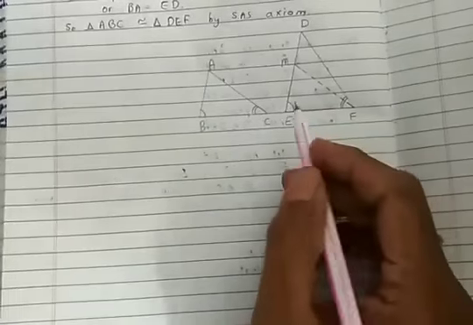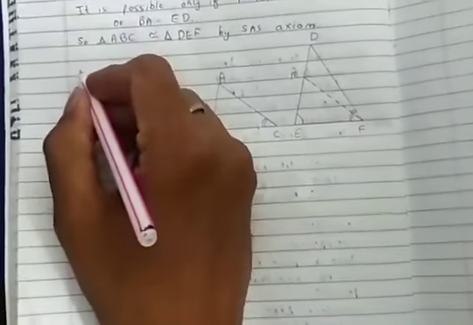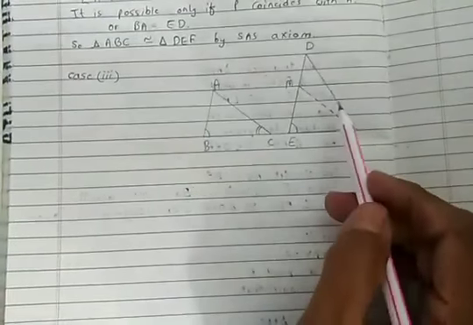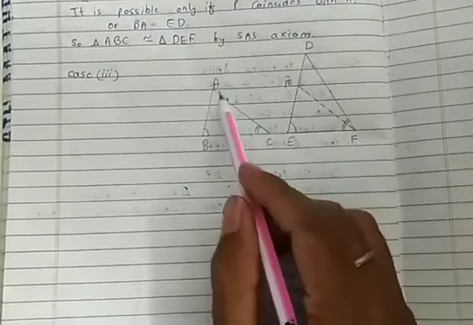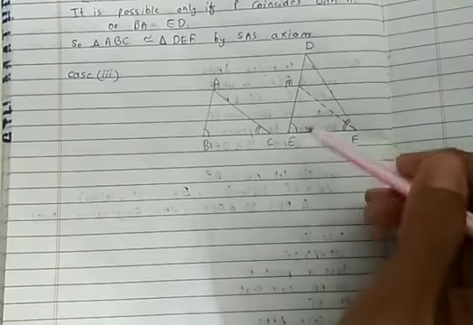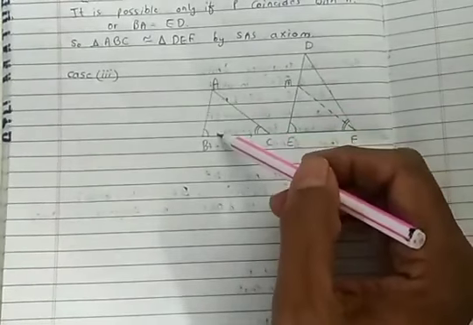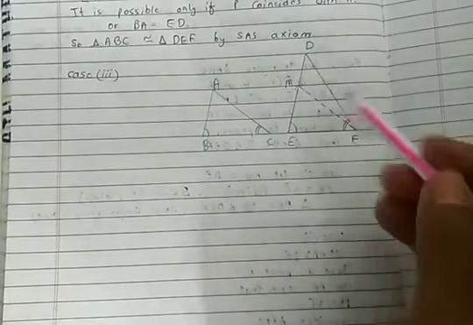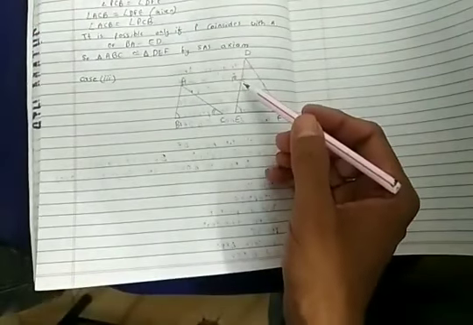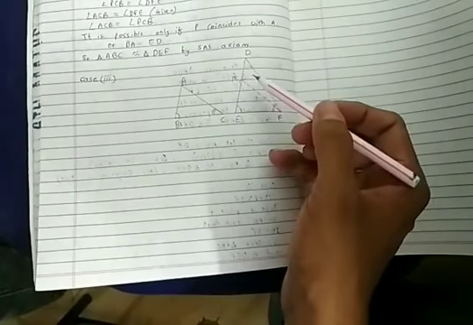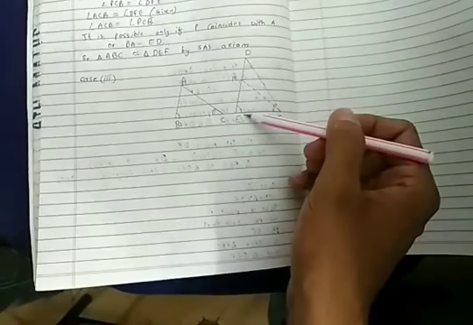Okay. Now let's see about case 3. This is case 3. Now two triangles are given, triangle ABC and triangle DEF. Now the side AB is equal to side DE, but DE is greater than AB. So what we will do is take a point M on DE such that AB will be equal to ME, right? The size of AB will be equal to ME.